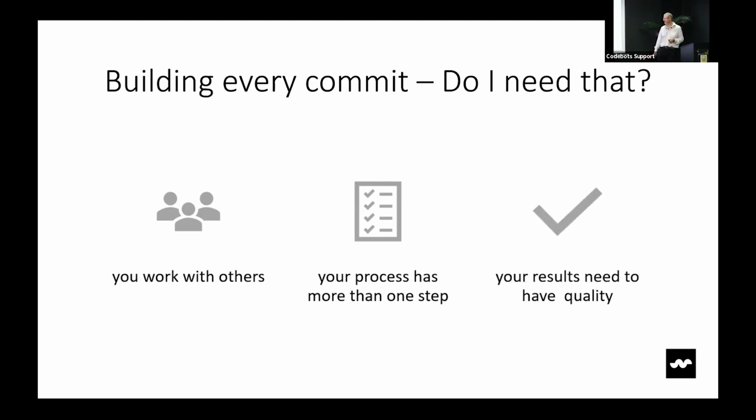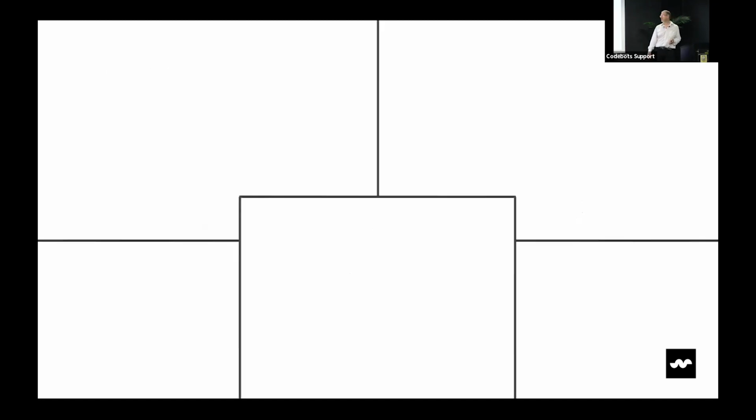And finally, if your results need to have any sort of quality, you can just mix something up and hope for the best, but that's not usually what we can deliver. So if you want something to be checked and that takes even more time than building it, then you will also need to have this process. So CI is the backbone of any working enterprise, not just a software enterprise, but probably any enterprise these days.